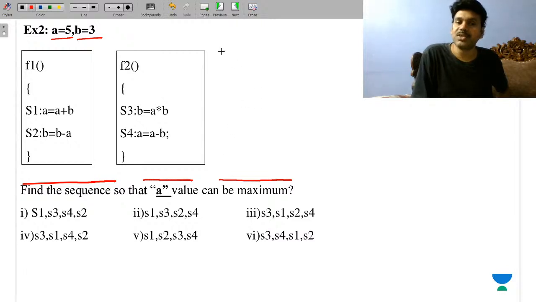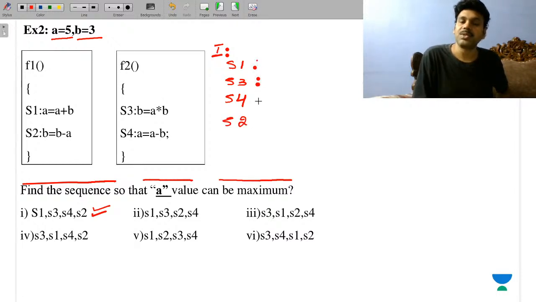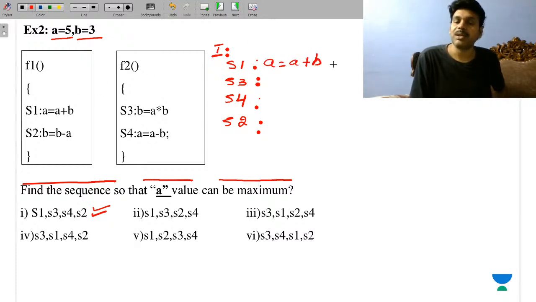First, let me execute the first one. So what is the first one? I will execute S1 first, then S3 next, then S4 next, as per the given option I am checking, then S2 next. So what is going to happen, friends? Observe. S1 is nothing but A is equal to A plus B. So finally we got the A value as 8 in this case.